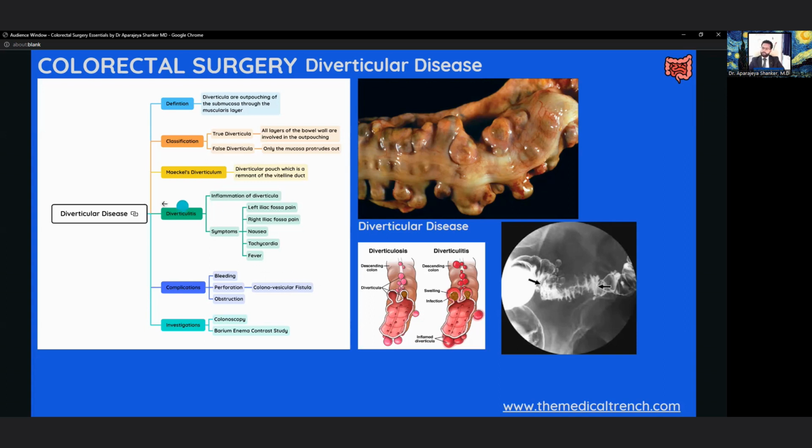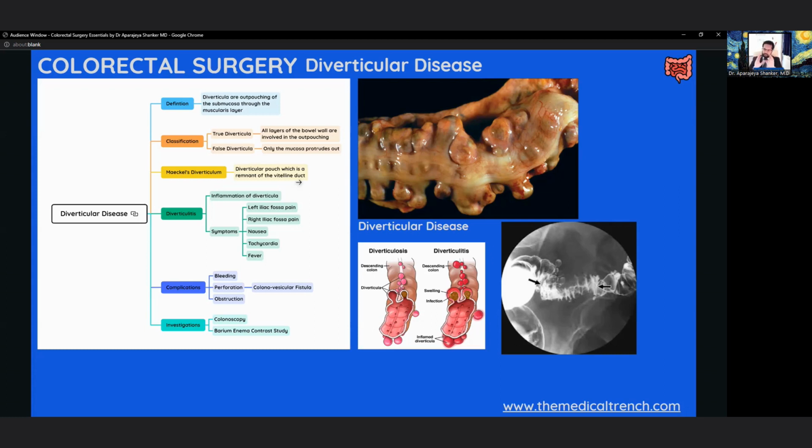Now, Meckel's diverticulum in specific is when we call the vitelline duct, which is a remnant essentially of the fetal circulation. If this remains, this can cause a sort of pouch, like a long pouch, right? And this can itself cause a few problems.